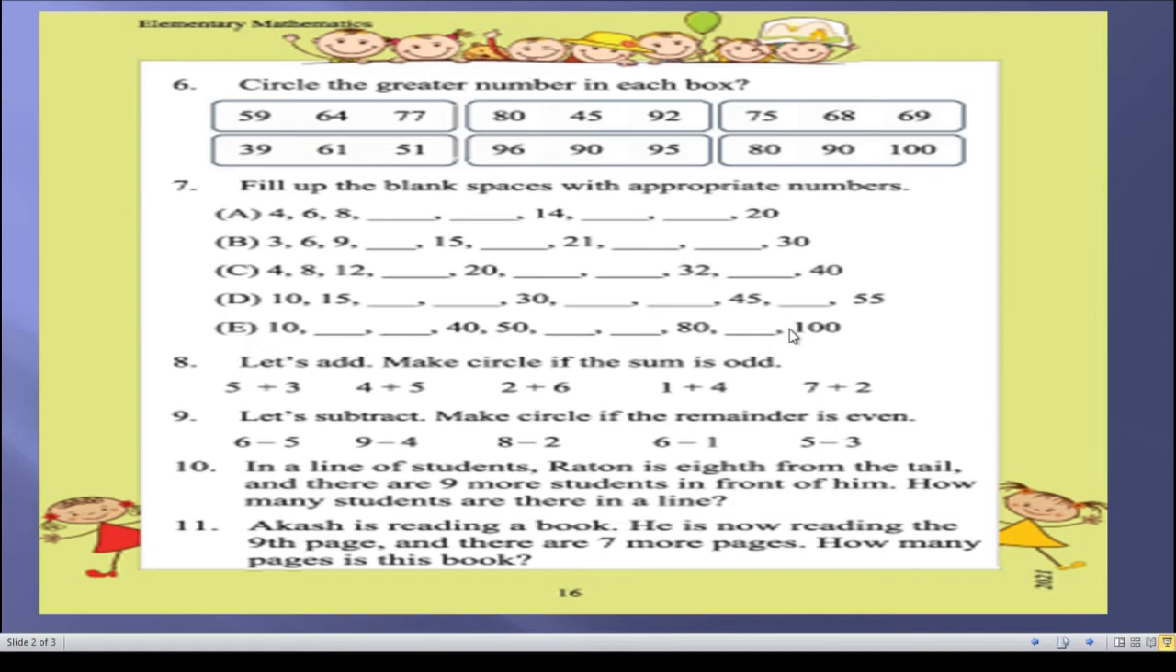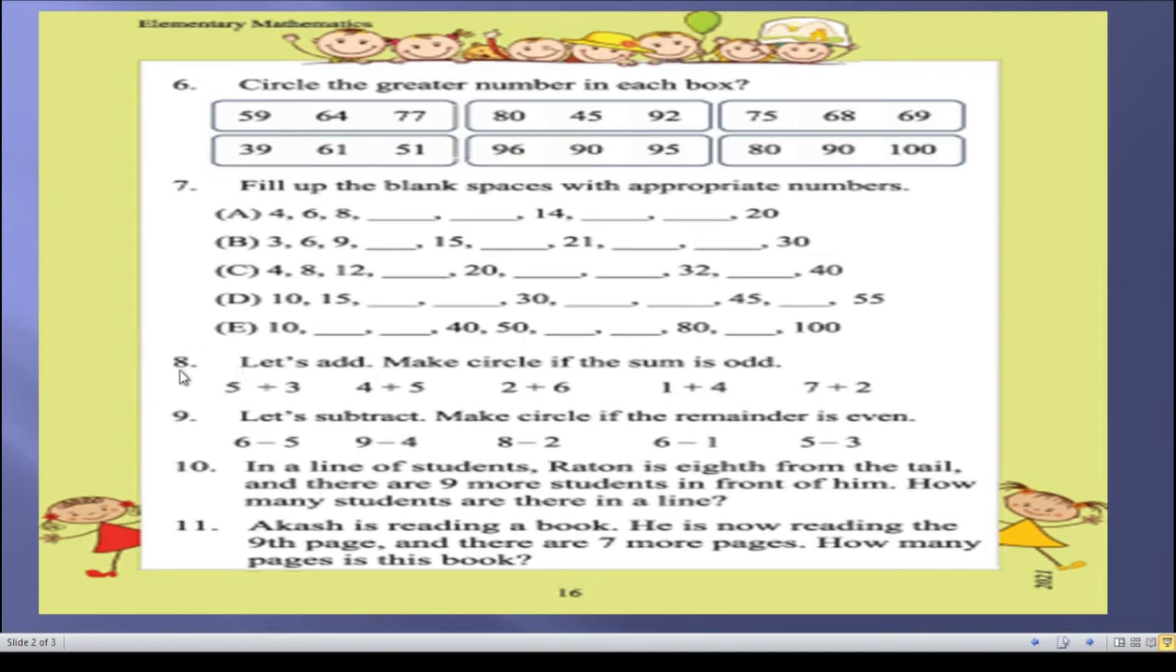So before solving question number 8, we should try to deeply read what is mentioned in question number 8. So in question number 8, we can see that "let's add." Add means, the English term add means jog in Bangla. Add means jog. "Make circle if the sum is odd." If the sum is odd, odd means what? The English term odd means bijor in Bengali. Odd means bijor. Dear students, I think you can understand it. Odd means bijor and even means jor. So I am trying to share the Bengali terms so that you can understand this easily.